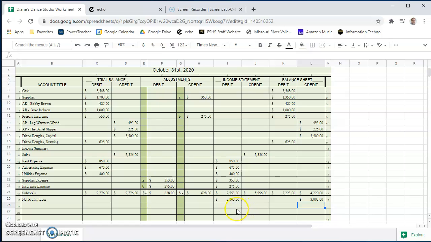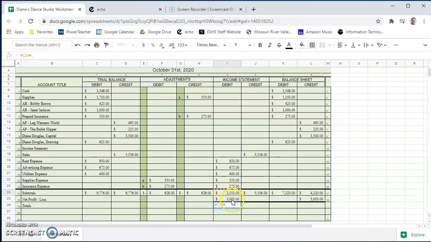Okay, final thing is to prove that debits and credits now equal in the income statement and in the balance sheet. So I'm going to finally put totals right here. A lot of accountants like to put another border right here. I kind of do too. I just think it looks nice. So I'm going to put a bottom border. And because I changed the thickness earlier, it automatically does that for me. All right, I'm going to add these two numbers together.